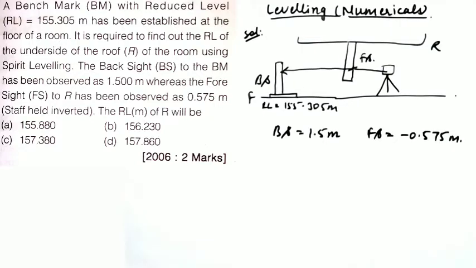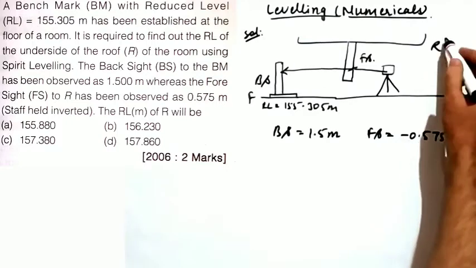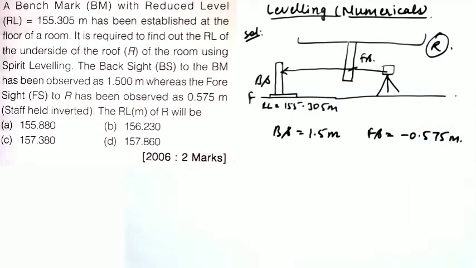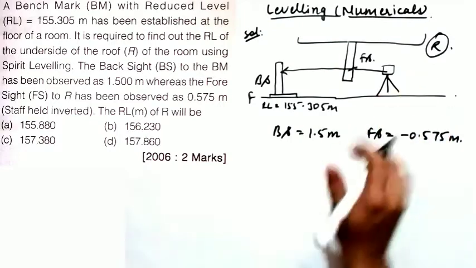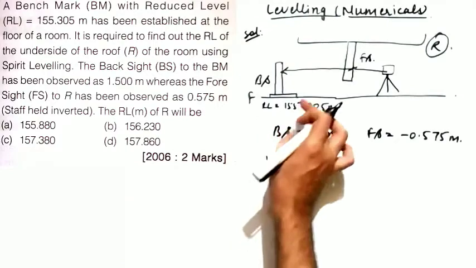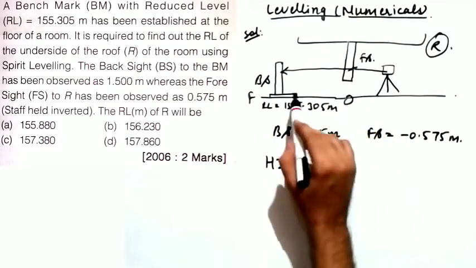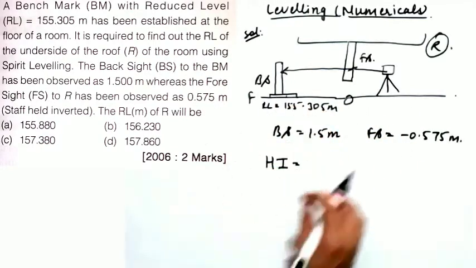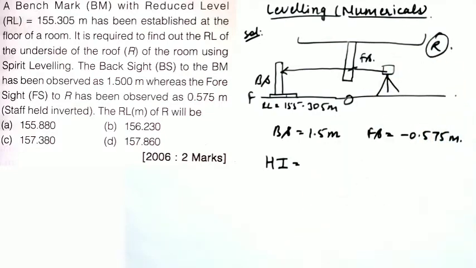Now you have to determine the RL of this roof. इसका RL आपको determine करना है. Now how do you determine this? First of all, you can determine the height of the instrument. How can you determine the height of the instrument? You are given the RL of this particular floor. You can add this BS reading to this so that you can obtain the height of instrument.